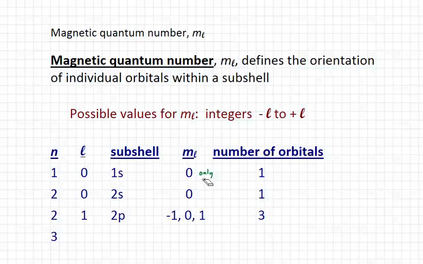Same thing with 2s. That's a sphere. It's just a bigger sphere. So 0, only one orbital. Spheres can't point different directions.